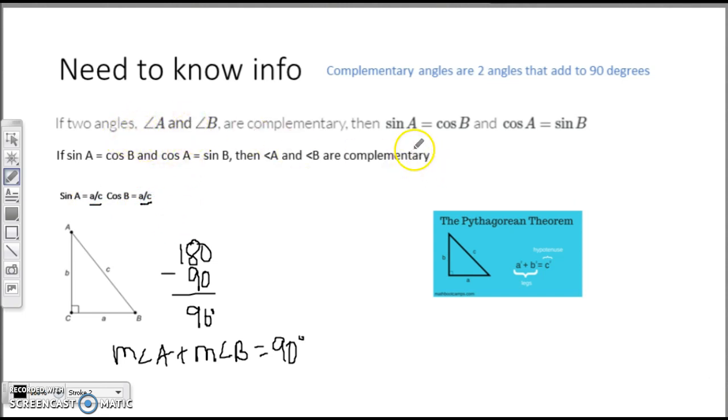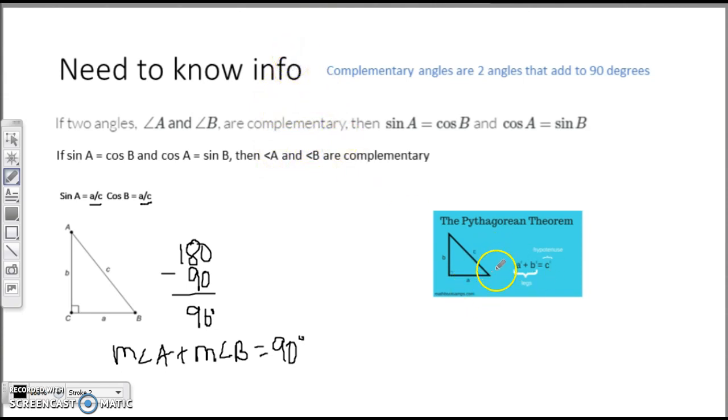So that's something you might just want to remember: when you have complementary angles, the sine of A will equal the cosine of B and the cosine of A will equal the sine of B. You can also reverse that statement. Remember, that's called the converse. The converse of that statement is also true. If sine of A equals cosine of B, or cosine of A equals sine of B, then we know A and B have to be complementary. So it goes in both orders. You can use it either way.